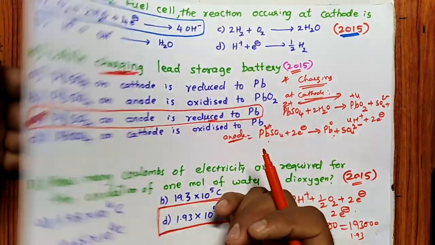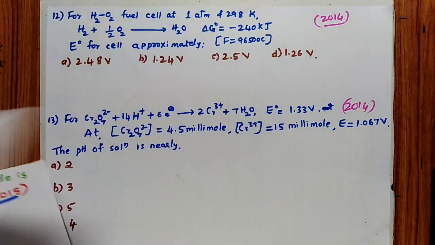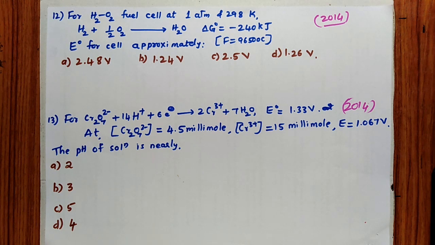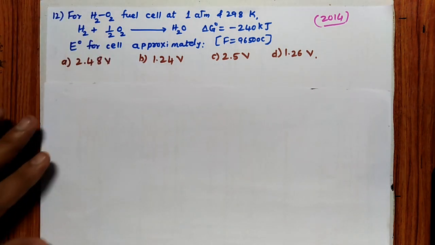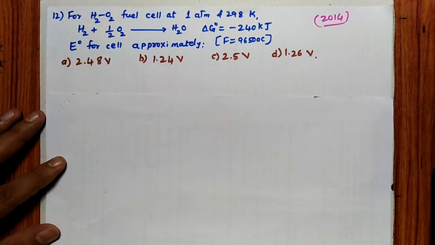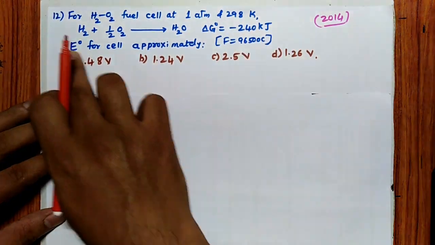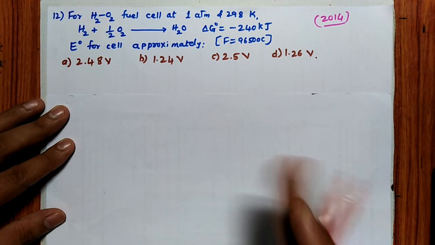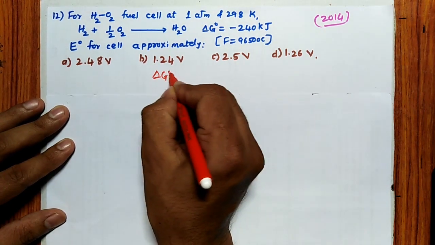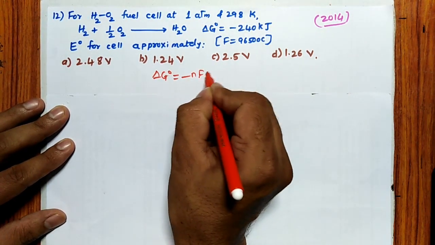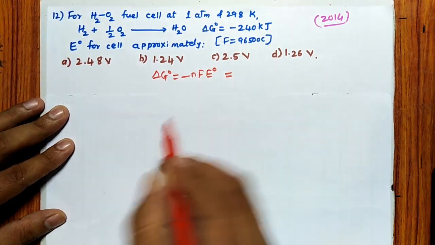Now we will see the 12th question. So the 12th question is, for the H2O2 fuel cell at 1 atmosphere and 298 Kelvin, delta G naught is given, F is given, E naught they are asking. So very simple formula. Delta G naught is equal to minus NF E naught. How many electrons change?